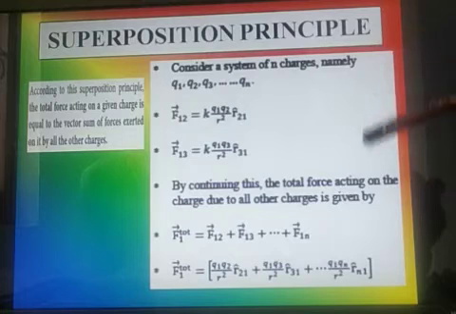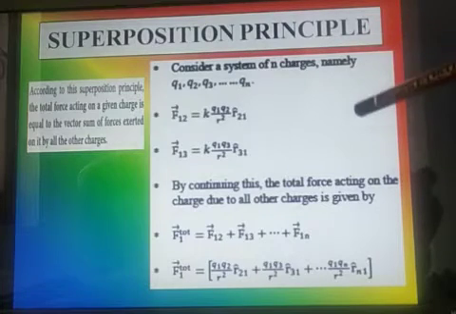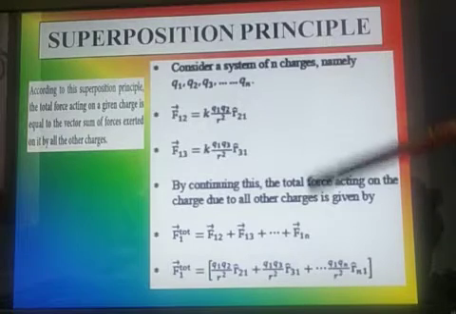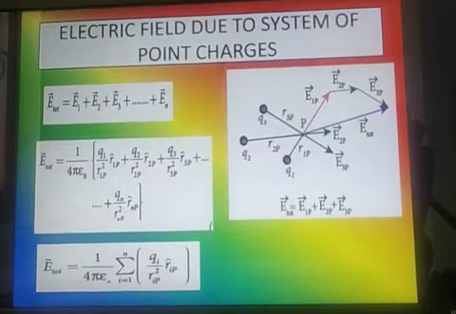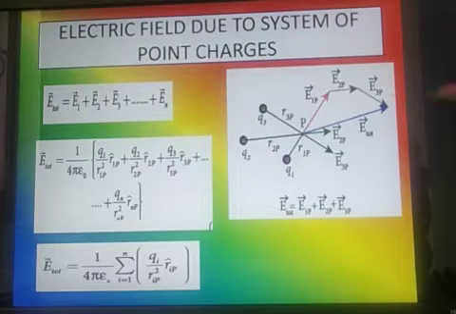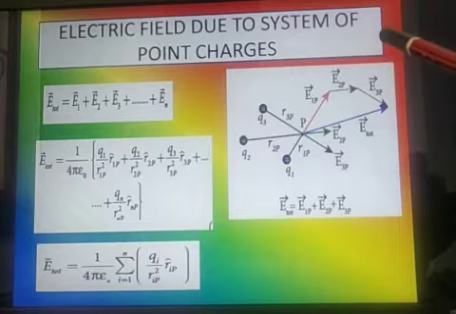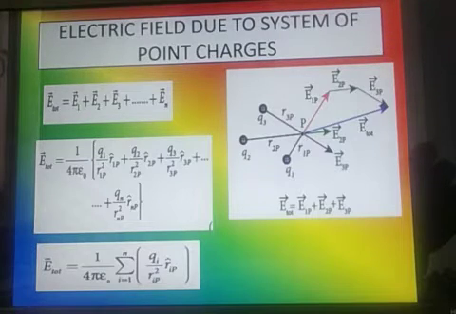Based on this same concept of superposition principle, we can calculate the total electric field due to a system of charges on one charge. By using this concept, we are going to calculate the electric field value. The electric field at an arbitrary point due to a collection of point charges is simply equal to the vector sum of the electric fields created by the individual point charges. This is called the superposition principle of electric fields.